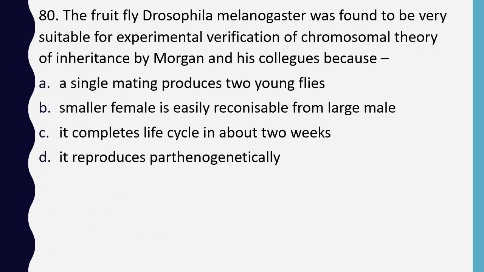Question number 80. The fruit fly Drosophila melanogaster was found to be very suitable for experimental verification of chromosomal theory of inheritance by Morgan and his colleagues because a single mating produces two young flies, smaller female is easily recognizable from larger male, it completes life cycle in about 2 weeks, it reproduces parthenogenetically. The correct answer is option C because it completes life cycle in about 2 weeks.